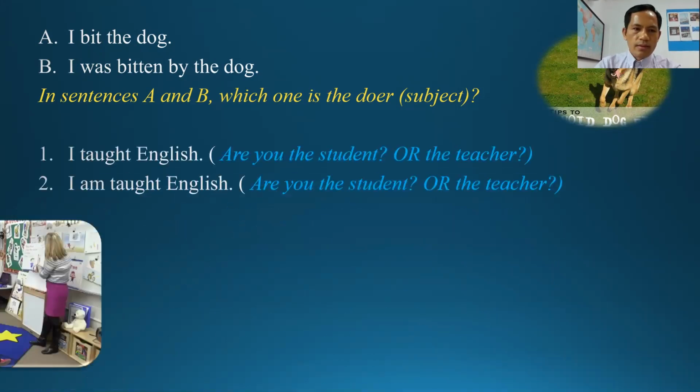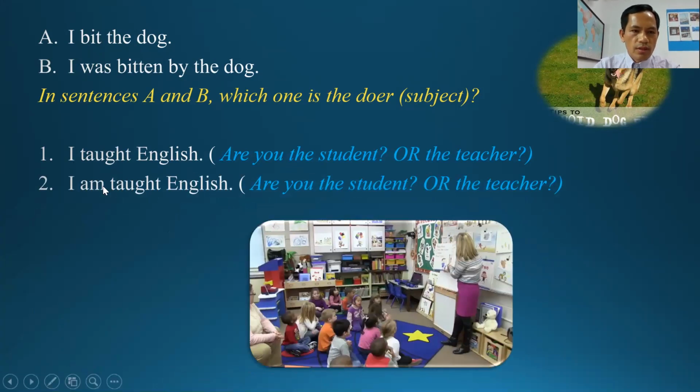Let's see here. I taught English. I am taught English. Number one, I taught English. In this case, are you the student or the teacher? In number two, are you the student or the teacher? Number one, if you say I taught English, you are the teacher. That means I is the teacher. In number two, I am taught English. If you say that, I, in this case, is the student.